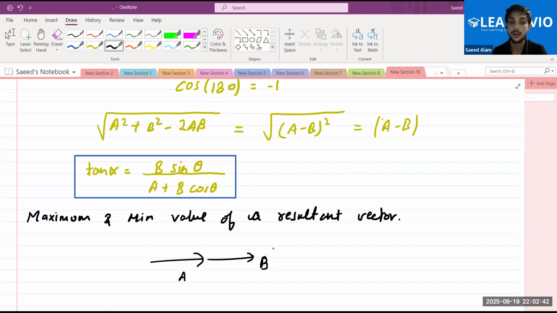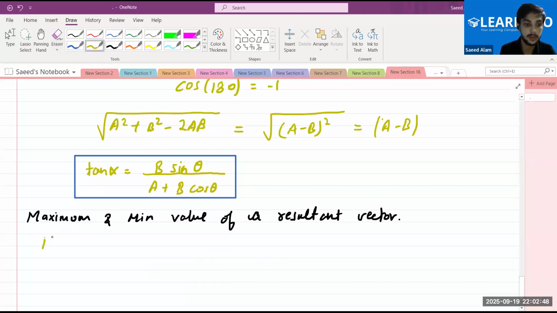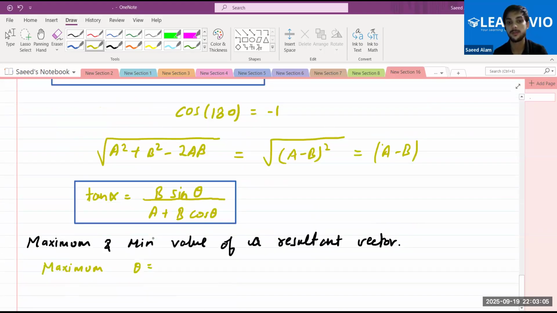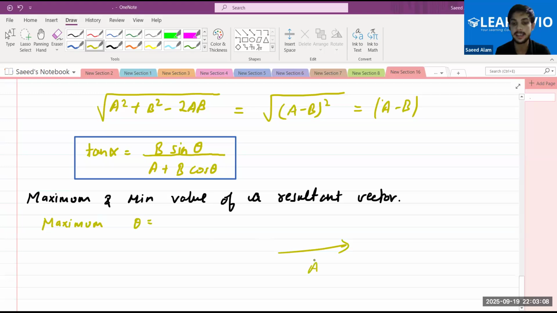So for the maximum value, theta should be taken as, what should be the angle between A and B that I should take to maximize the result? 180. If I'm placing the A like this and the B like this, what is the angle between A and B? 0. So theta should be taken as 0.